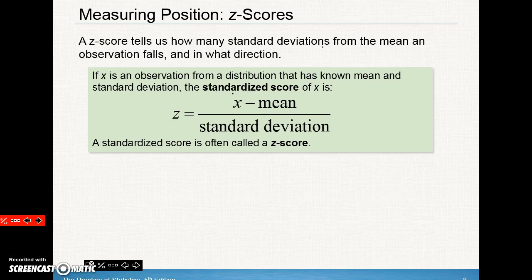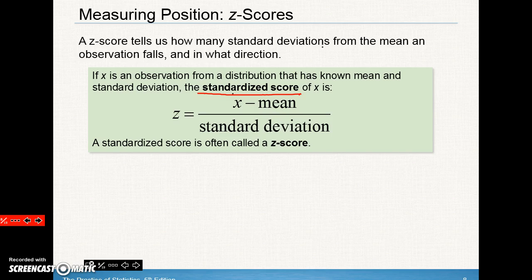The last topic that we're going to cover in this video is a z-score. A z-score tells us how many standard deviations from the mean an observation falls and in what direction. So it's another way of telling us where within the distribution a data element lies. So in this case, it acts as an observation from a distribution, and the distribution has a known mean and a standard deviation. Then the z-score, also known as the standardized score, is calculated as follows. Z is equal to the difference between the data value and the mean. Notice it's x minus the mean, divided by the standard deviation. That just tells you how many standard deviations away from the mean.